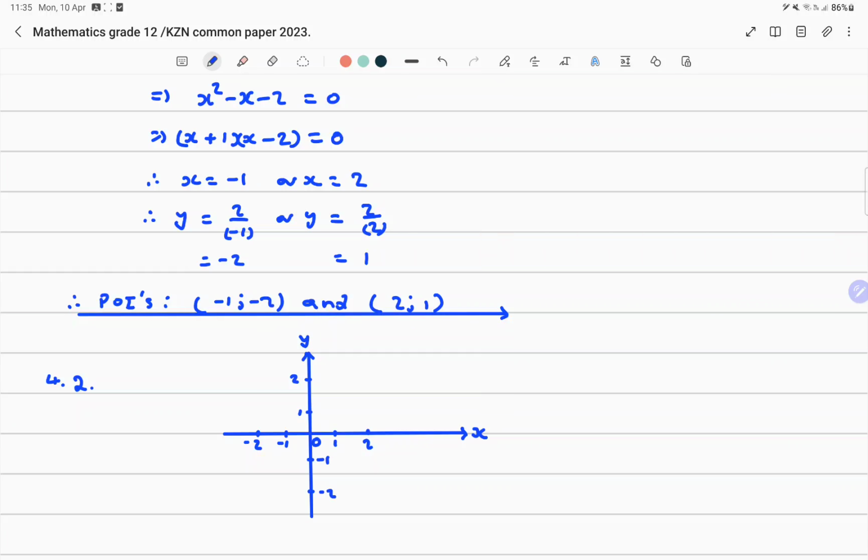Not a big deal. But now we want to make sure the points of intersection are caught. Now, what do we want? The first one is minus 1 is to minus 2. So this one is here.